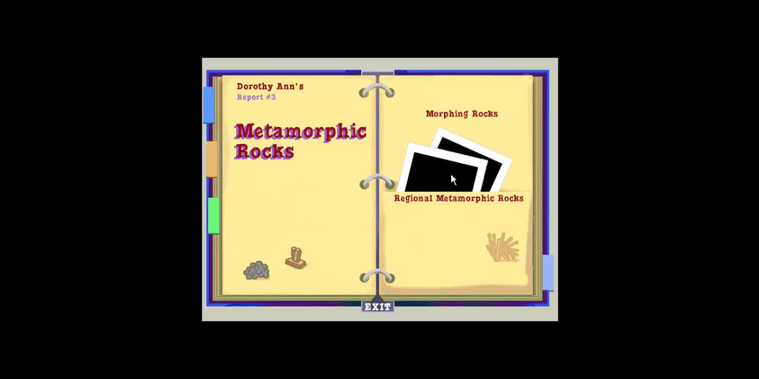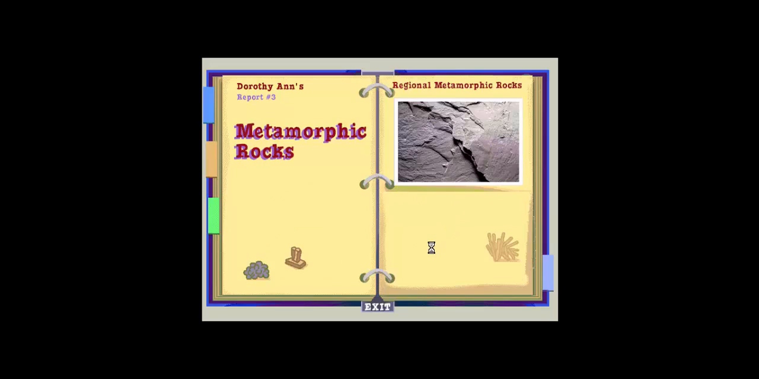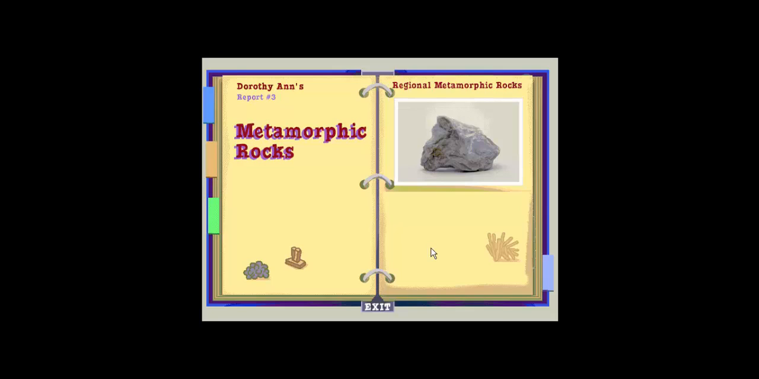Metamorphic rocks. Regional metamorphic rocks. There are many different kinds of metamorphic rock. Slate is a metamorphic rock that is made from mudstone. They look very similar. Its lined-up minerals make it easy to split into thin sheets for blackboards or roof tiles.